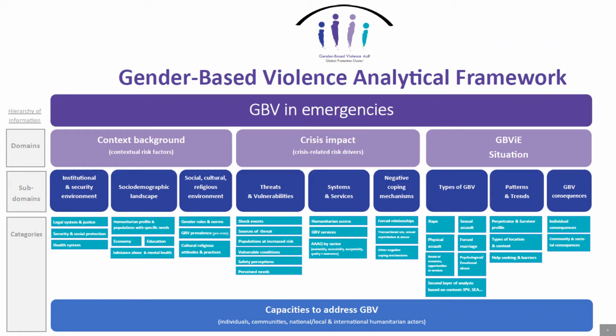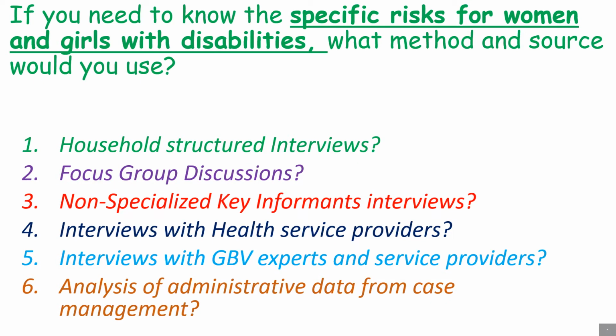Let us now look at the part of the analytical framework dealing with threats and vulnerabilities of specific groups. Know the specific risks for women and girls with disabilities. What method and source would you use? Would you do household structured interviews? Focus group discussions? Non-specialized key informant interviews? Interviews with health service providers, interviews with GBV experts and service providers, or would you do an analysis of administrative data from case management?